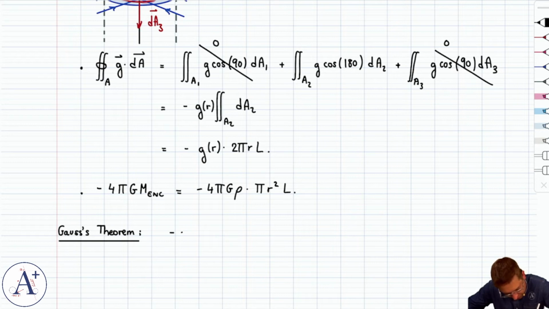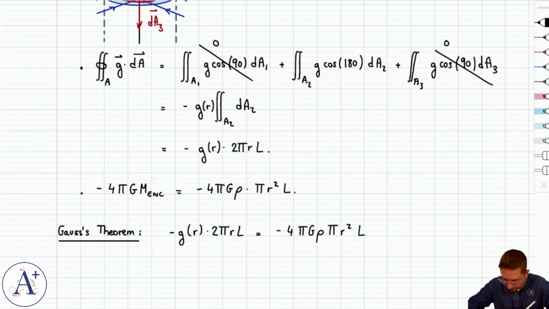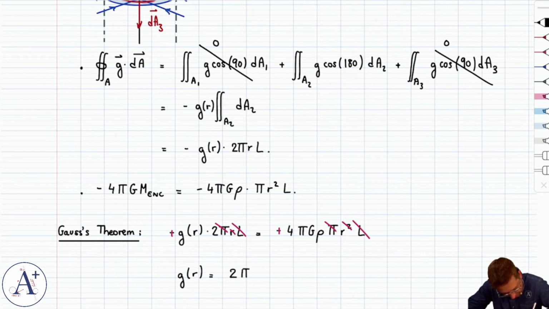So I can write that minus g of r times 2 pi r l is equal to minus 4 pi G rho pi r squared l. All right, minus signs cancel. L cancels, as we expect, because it's an infinite cylinder of mass. One of the pi's cancels here, one of the r's cancels here, and 4 cancels with 2, leaving me with, ultimately, g of r is equal to 2 pi G rho r.